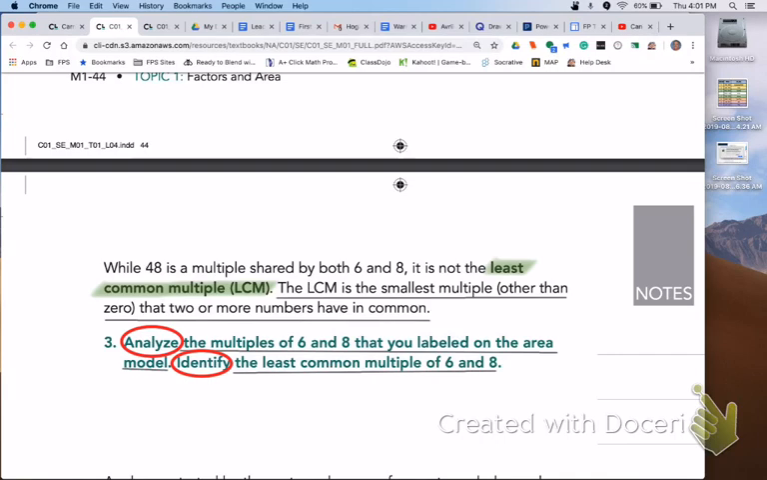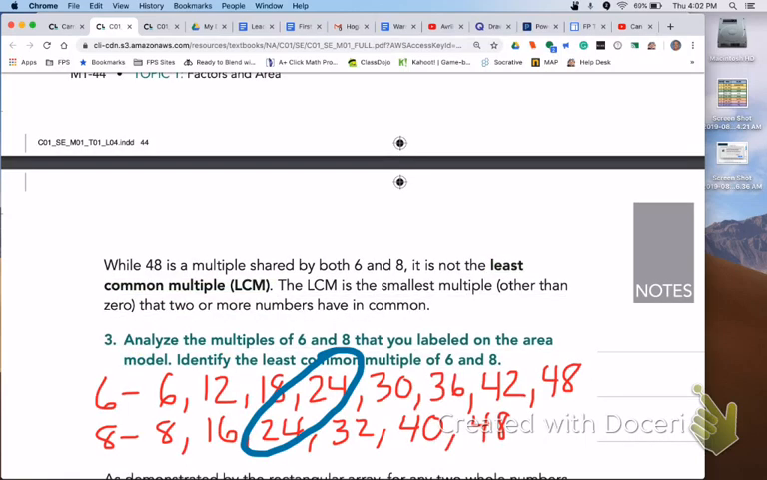While 48 is a multiple shared by both 6 and 8, it is not the least common multiple, or LCM. The LCM is the smallest multiple other than 0 that 2 or more numbers have in common. Please answer number 3 with your group. For number 3, the least common multiple of 6 and 8 is 24.